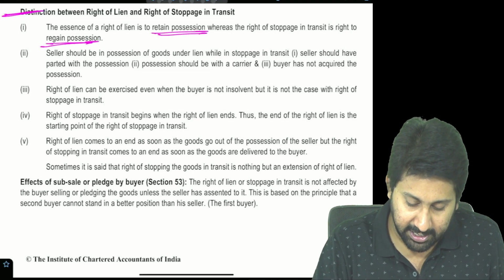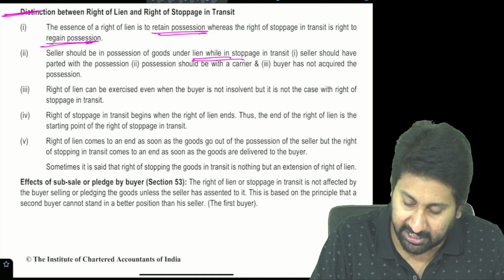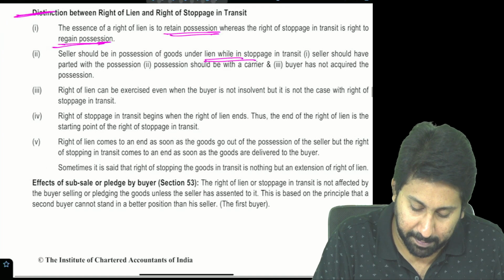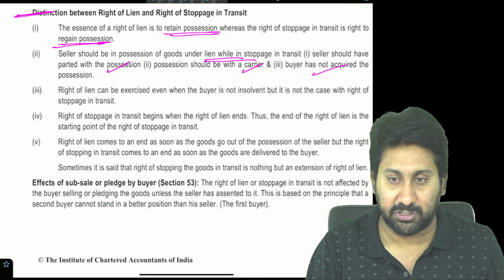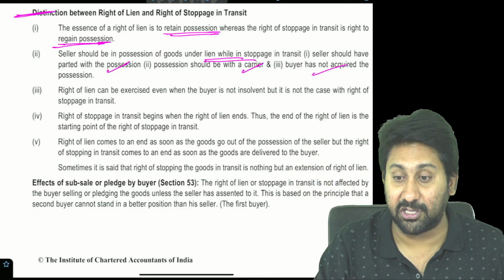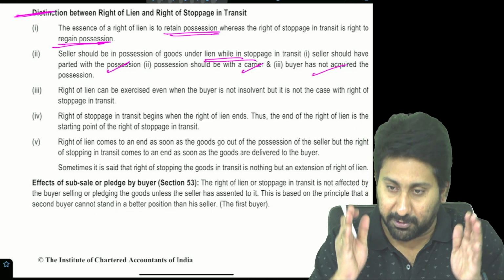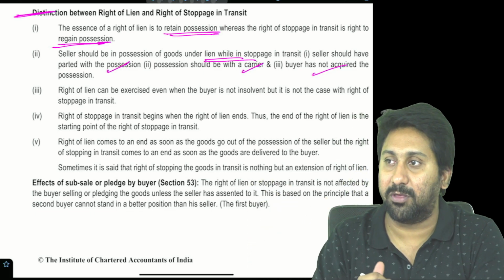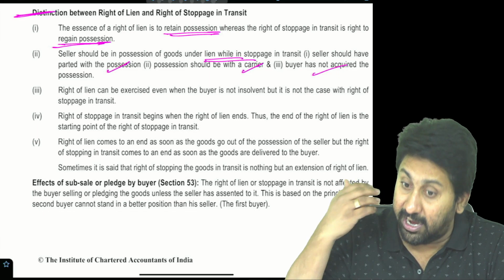Okay, next, the seller should be in possession of goods under lien. While in stoppage in transit, the seller should have parted with the possession. Possession should be with the carrier, or the buyer has not acquired the possession. In any of the three cases, I can take the stoppage of goods. That means the seller is only possessing the goods. He is only giving it to the buyer at that time. For example, I am there. I am only delivering personally.